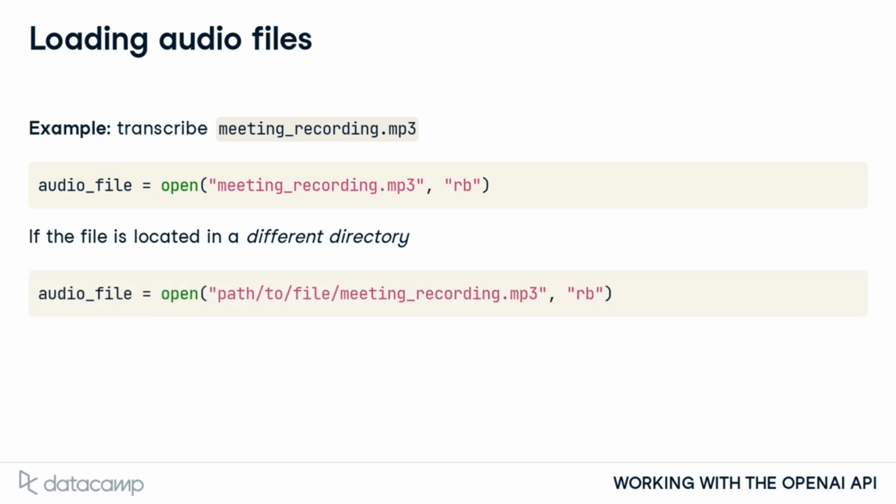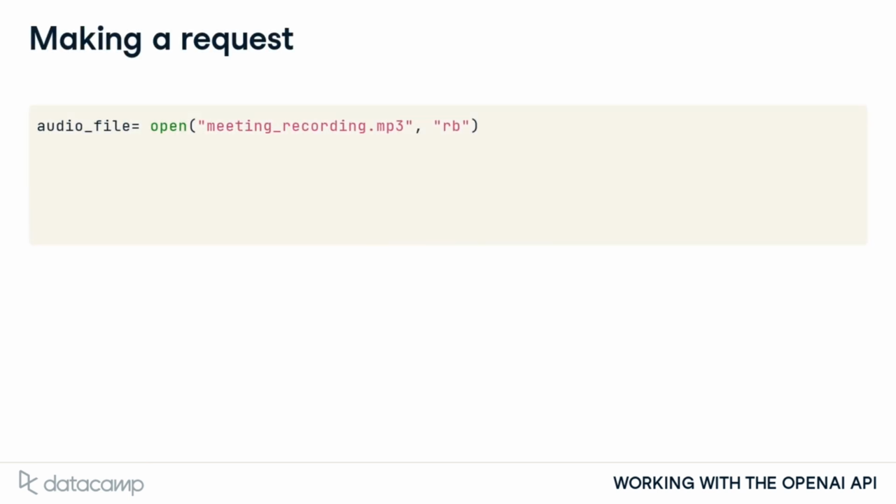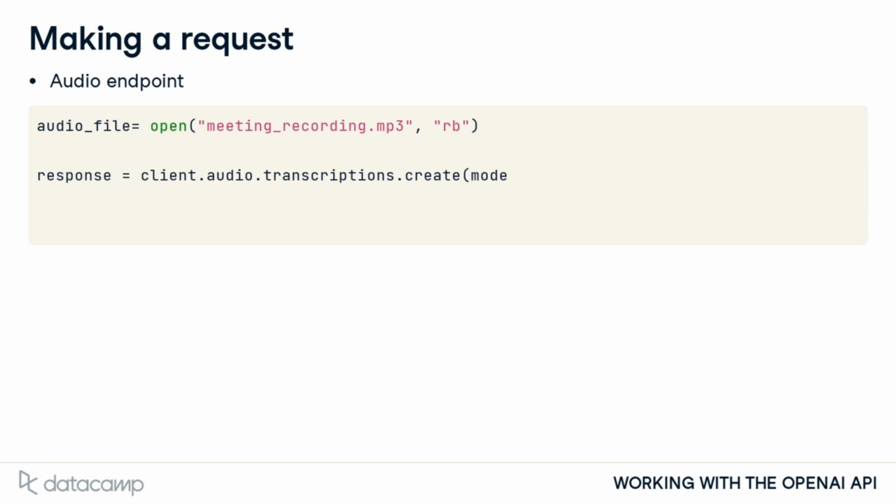This audio file can now be used like any other Python variable. Requests to the Whisper model are sent to the audio endpoint of the API. To create a transcription request to this endpoint, we call the create method on client.audio.transcriptions. Inside, we specify the audio model to use and the audio file to transcribe.